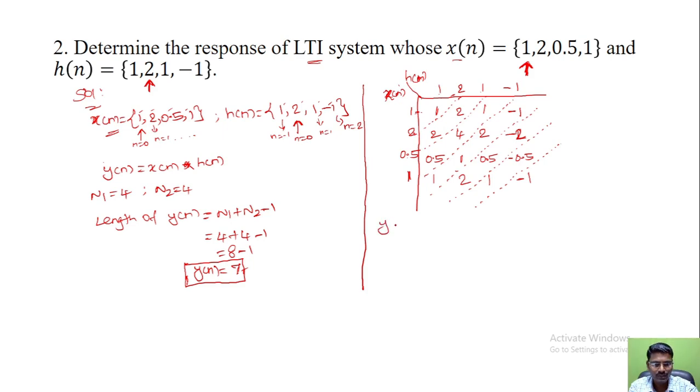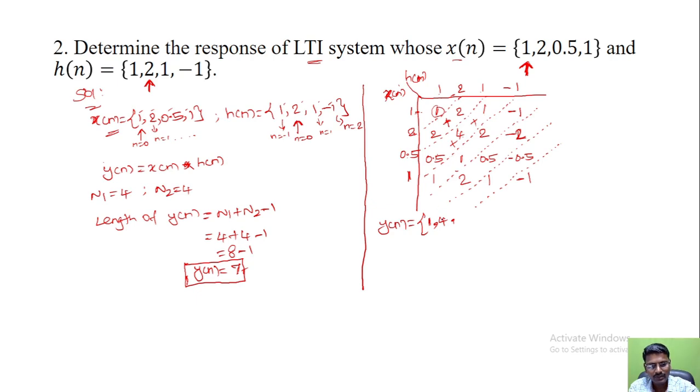So y of n is equal to, the first value: here there is only one diagonal value, 1. So I can write it directly as 1 here, 1 comma 2. In this diagonal there are two samples, so I need to add these two values. So 2 plus 2, I'll get 4. Next, 0.5 in the next diagonal, 0.5 plus 0.5 plus 4 plus 1. So 4 plus 1 is 5.